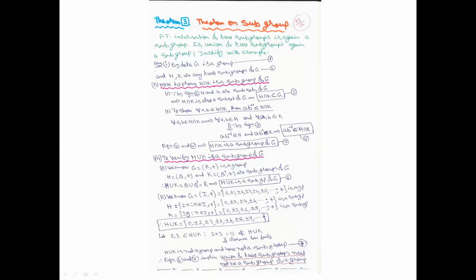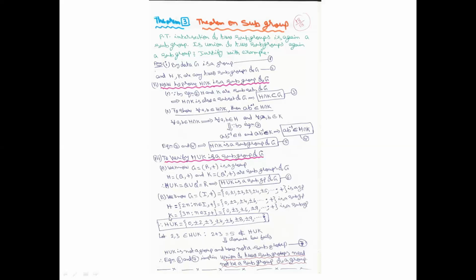Again, K is the set of elements which are multiples of 3. It also forms a group and hence it is a subgroup. Now, H is a subgroup of G, the set of integers, and K is a subgroup of G, the set of integers. Now we want to know whether their union is a subgroup or not.